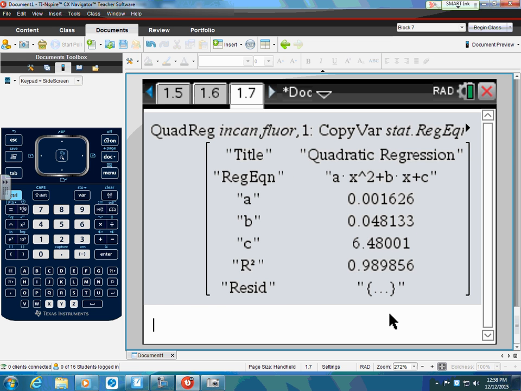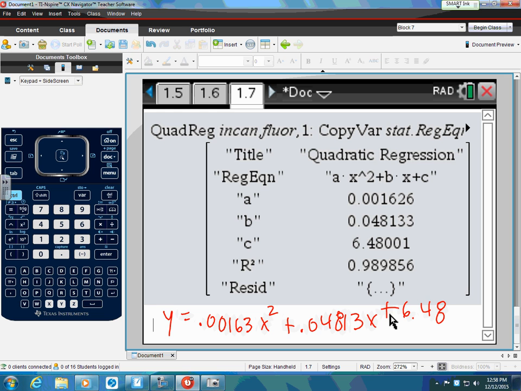So I can write down y equals 0.00163x squared plus 0.04813x plus 6.48. So that's a pretty good model for this. And then we are supposed to do a follow-up.